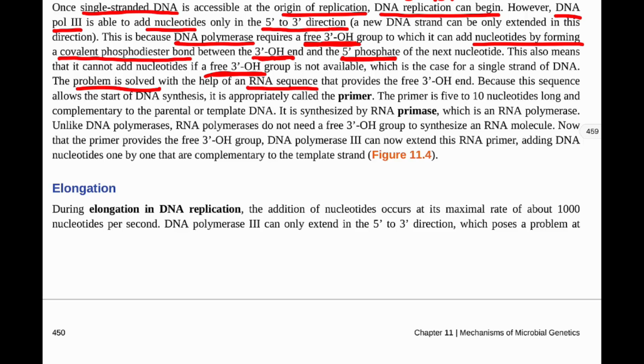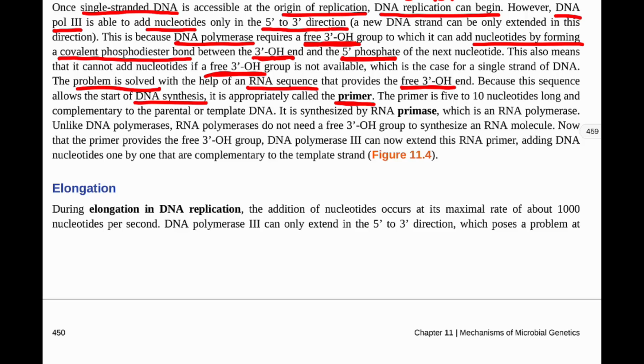This little tiny piece of RNA, a little RNA sequence, will be attached to that lagging strand, and it will provide a free 3' end. This allows the start of DNA synthesis. And so this is called a primer. So when our bacteria are going to go through the process of DNA synthesis, or replication, it has to have a primer available on its lagging strand.